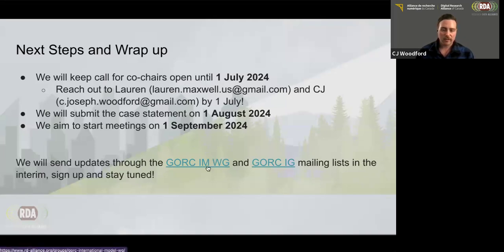I will also mention that the GORC International Model Working Group will likely go not in maintenance mode, but it'll be, I don't know, reborn from the ashes as the GORC International Implementation Working Group, or GORC 2. So that name might change in the semi-near future, sometime over the summer. But that's kind of what we're thinking.